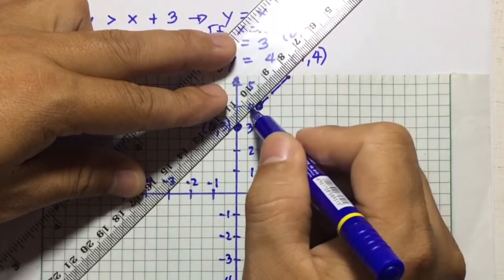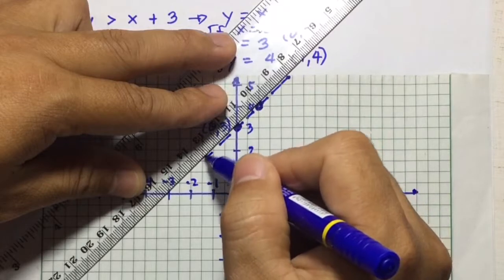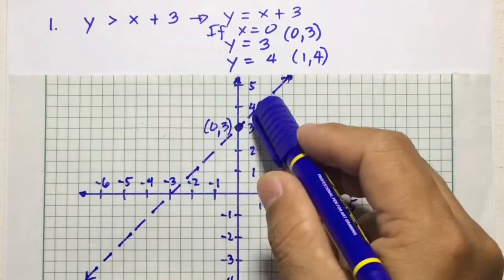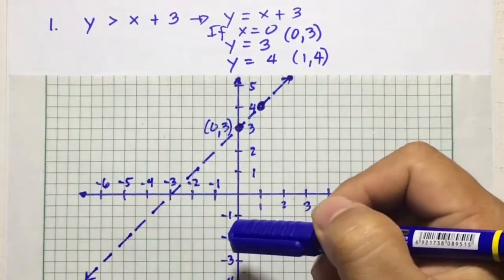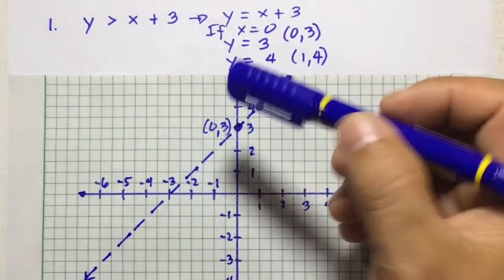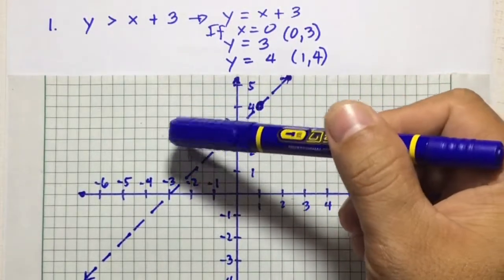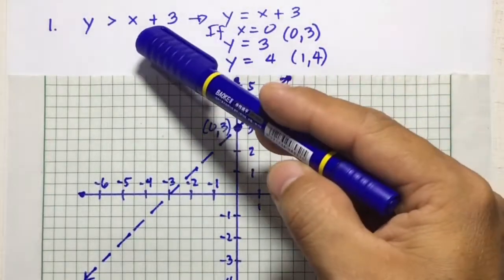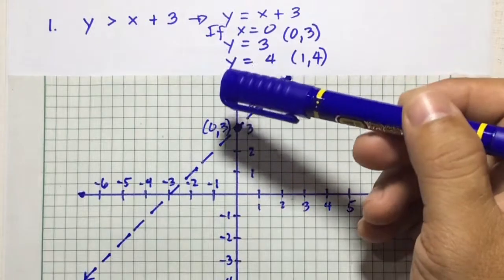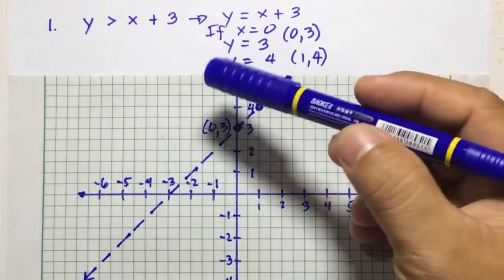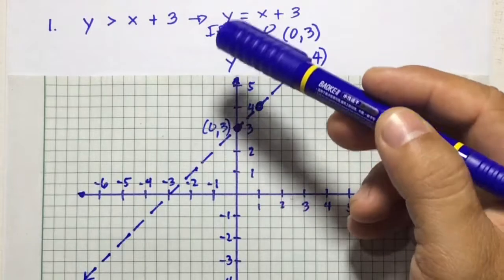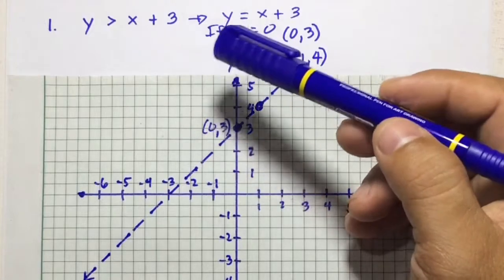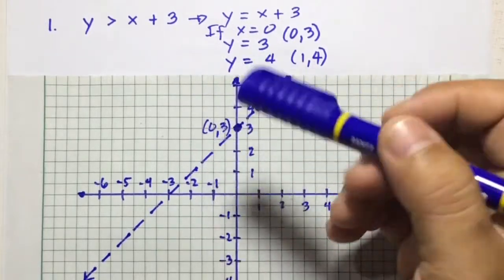So we're going to draw here a broken line because the symbol is greater than. This means that points found on the line are not part of the solution. Next, we're going to select one point not found on the line, and substitute it into the original inequality. If that point satisfies the inequality, meaning that point is part of the solution, then that will be the part of the graph that you are going to shade. Otherwise, you're going to shade the other side.